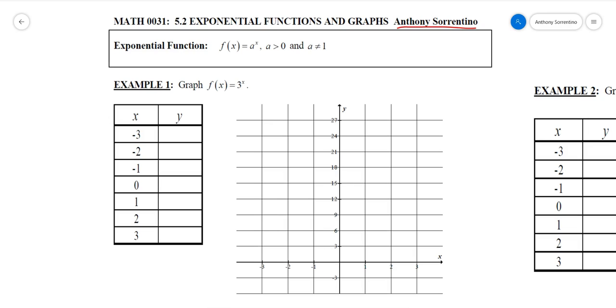Hello, Mr. Sorrentino here, and I'm doing another video for Math 31, and this one deals with section 5.2, exponential functions and their graphs. In the first section, we talked about functions and their inverses, and that's because of the fact that the rest of this particular chapter, we're going to talk about these exponential functions and their inverses, which are known as logarithmic functions, and how we do various mathematical things with those.